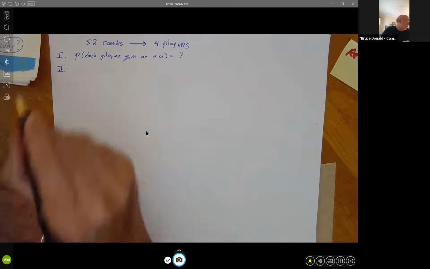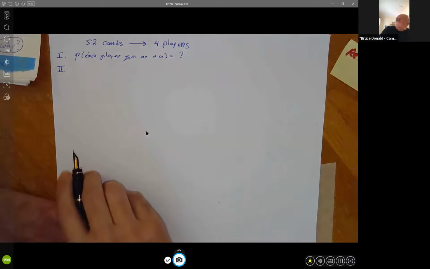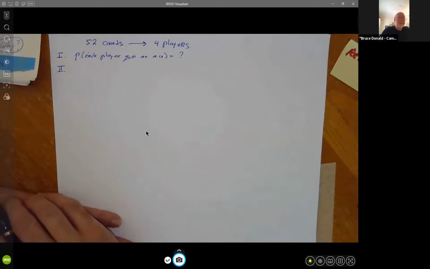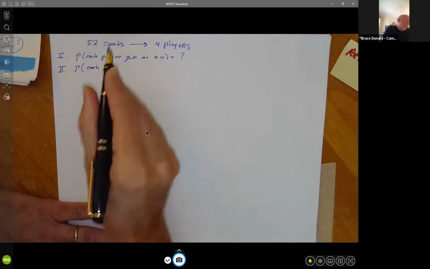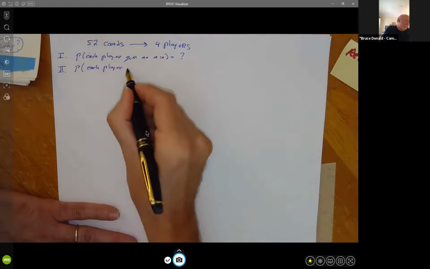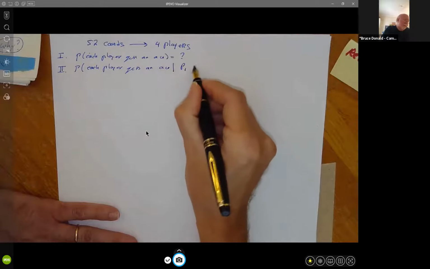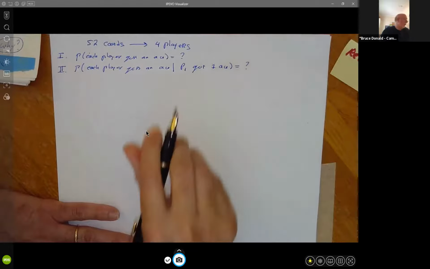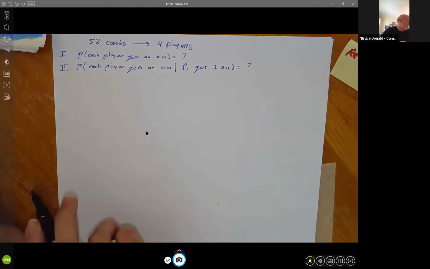The second question builds on that. Assume that you're a player. Let me call you player 1. What's the probability of the following? Suppose you get a single ace. What then is the probability that each player gets an ace? So what's the probability that each player gets an ace, given that player one got one ace? Let's see how we can work that out with our newfound refresher in combinatorics and some definitions of probability.